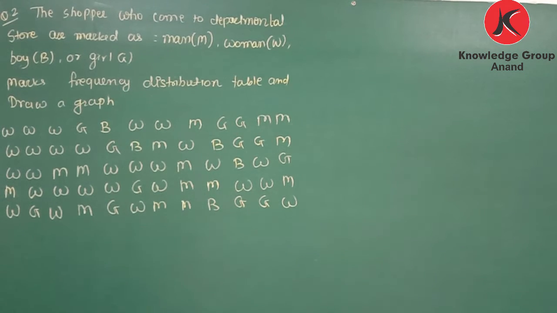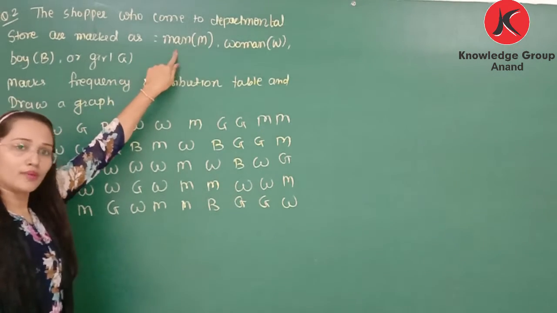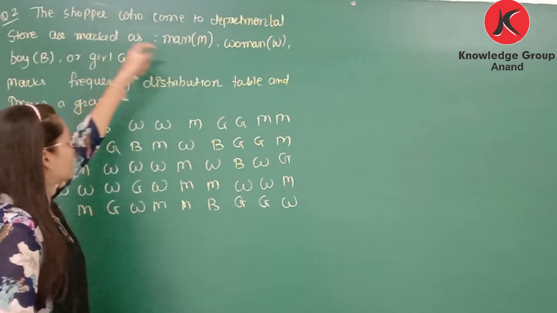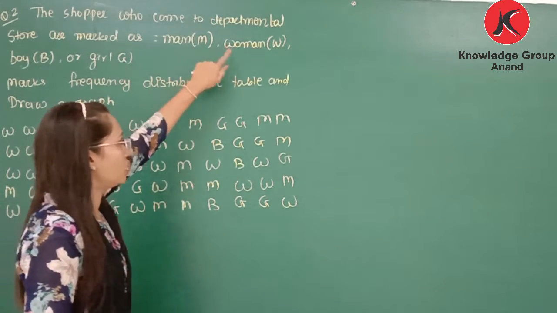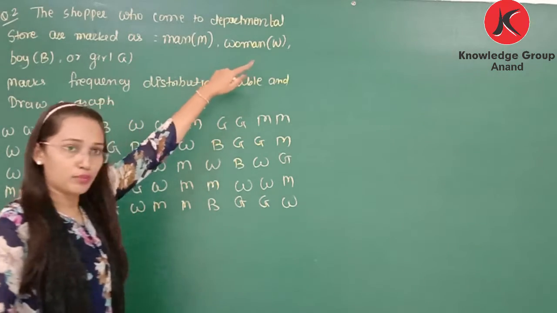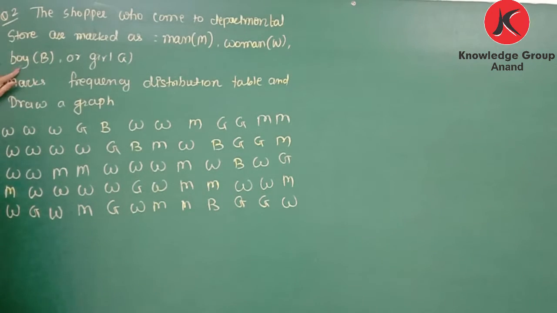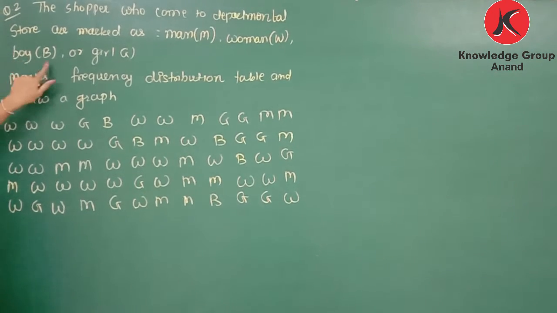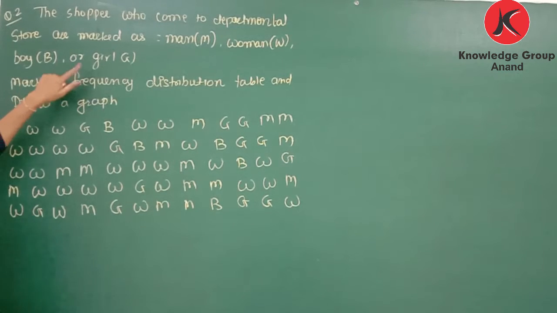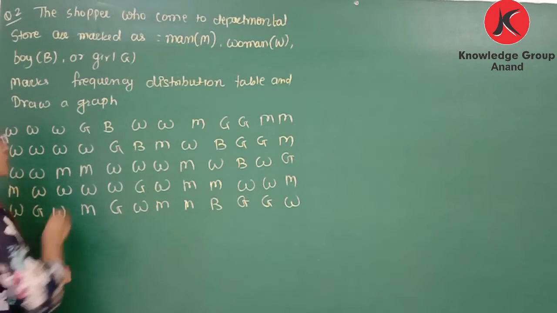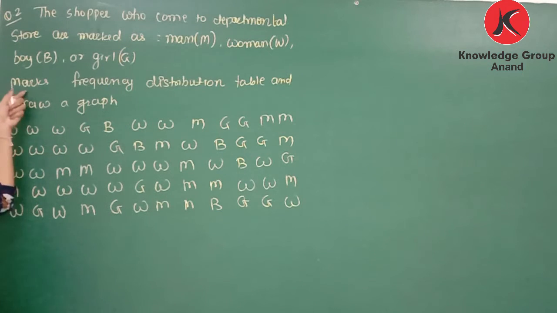Now let's take the second example. Here the shoppers who come to a departmental store are marked. If a man comes into the shop, it is represented by M. If it is a woman, then W. If the shopper is a boy, then it is represented by B, and if the shopper is a girl, then it is represented by G. Make the frequency distribution table and draw a graph.